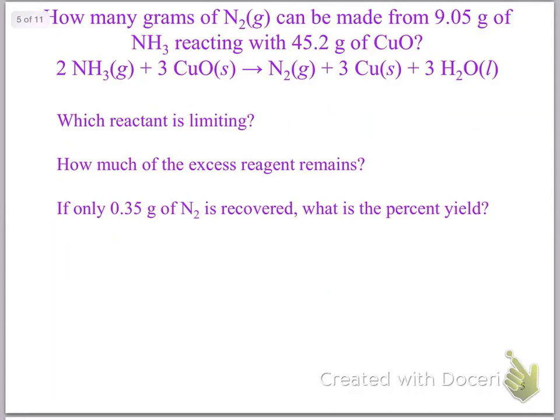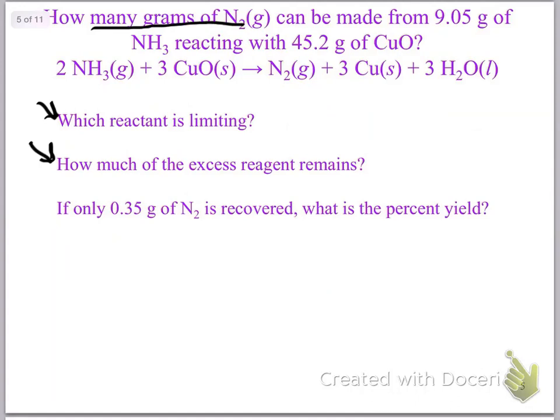We're going to look for, first, the theoretical yield of nitrogen, and in order to figure that out, we've got to figure out who's limiting. Then we're also going to look and see how much of the excess reactant remains. We'll disregard this third part, the percent yield, just because we covered that in the last one.